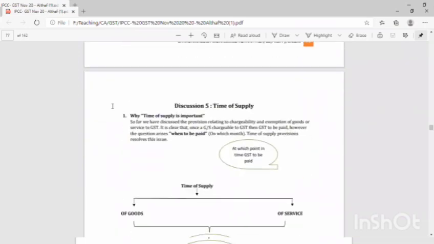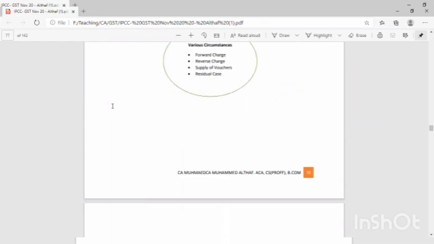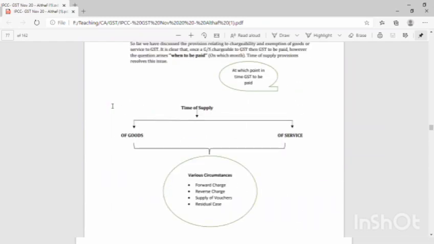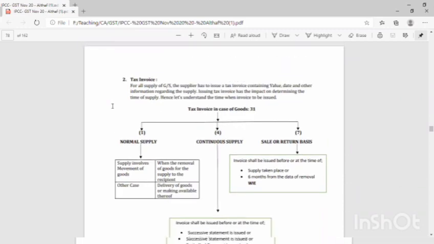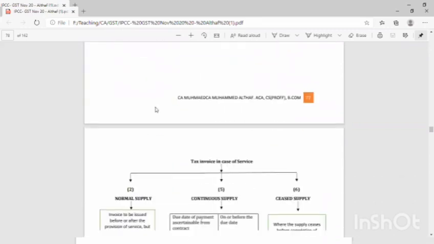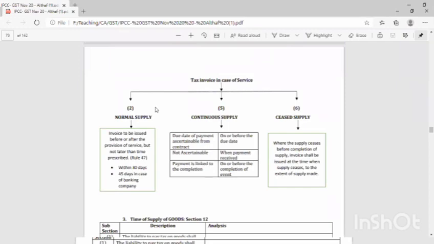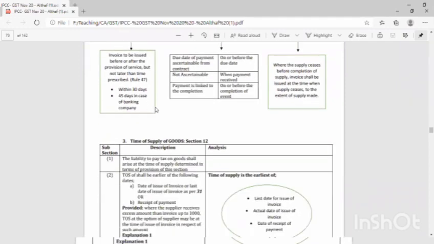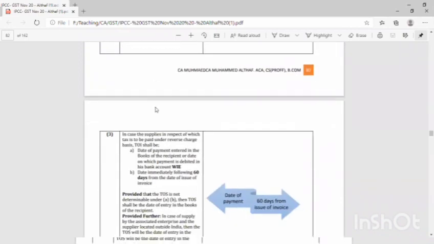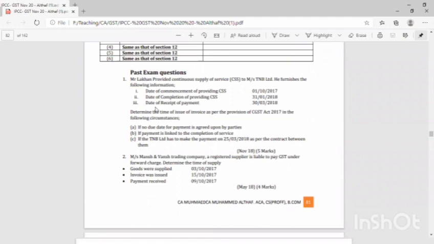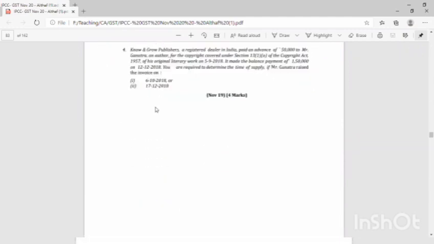Next one is time of supply. There are not many amendments. There is no amendment at all in this chapter. I have given the summary here: time of supply of goods and time of supply of services. Before that, you have to know the last date for issuing the tax invoice. Then only you can clearly understand the time of supply provision. I'm not going to discuss these here because I'm only explaining the amendments. There are no amendments, so for time of supply you can just follow whatever you studied before. There are no changes.